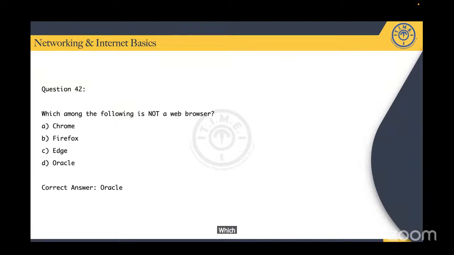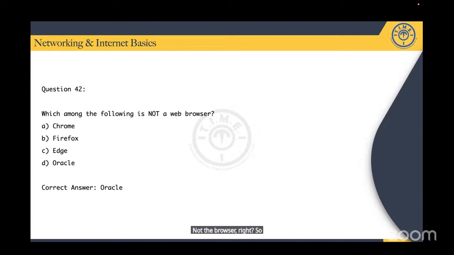Which among the following is not a web browser? Oracle. Chrome, Firefox, and Edge are all web browsers we use day to day, used to access websites. Oracle is a database company or software, not a browser, right?